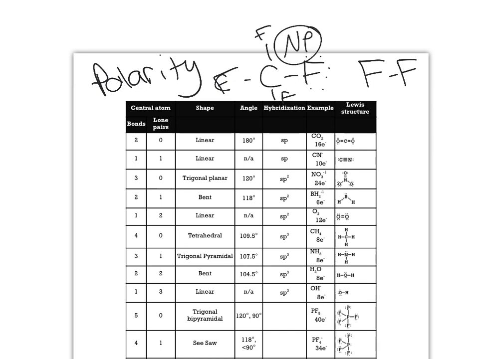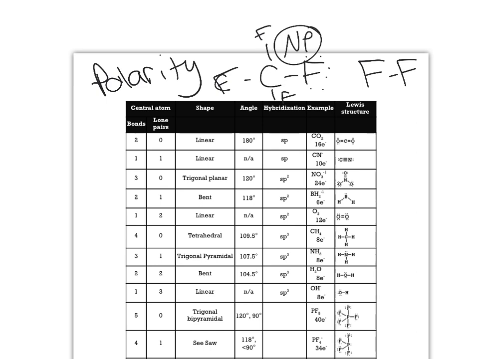And I know that Anna loves SNAP. So I thought it would be helpful, because you really need to get these polarities down before we move on to our IMFs, which is how we're going to wrap up bonding. But I thought it might be helpful to talk about what shapes are usually polar and what shapes are usually nonpolar, because there are a few that the shape itself will make it always polar. So let's talk about those.